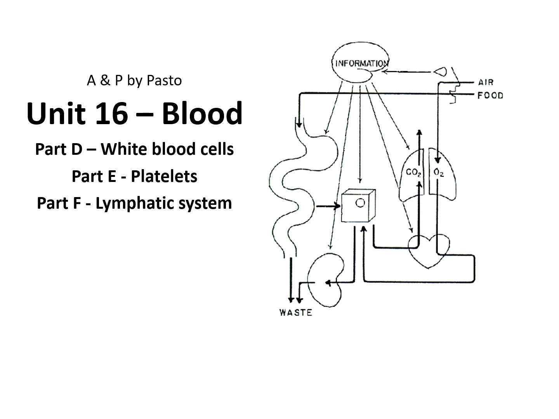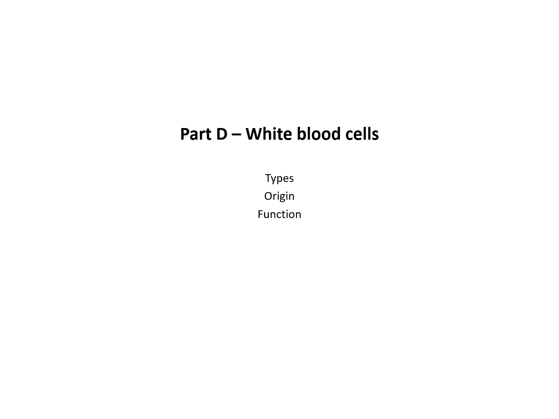Continue with Unit 16. This video includes Part D, white blood cells, Part E, platelets, and Part F, the lymphatic system. For white blood cells, we'll look at the types that exist, the origin of them, and their general function.